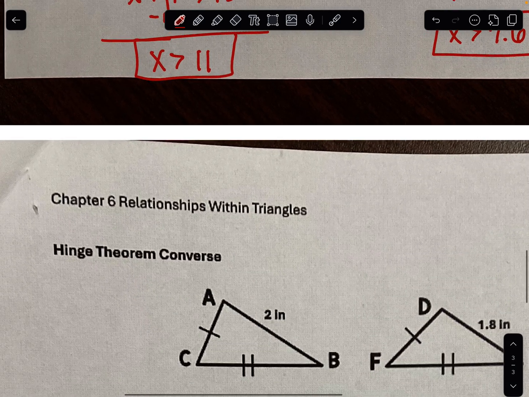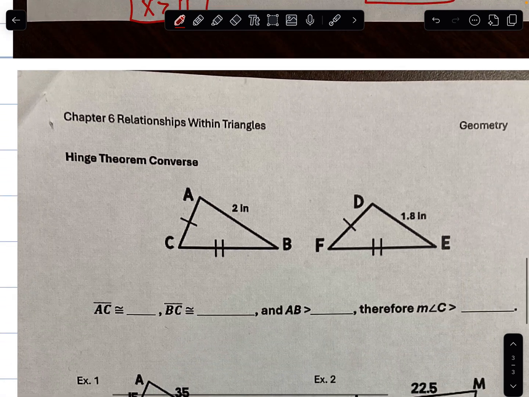Let's look at the back page. Now, essentially, the back page is the same thing, right? The hinge theorem converse just tells you the opposite, right? So instead of giving you two angles, what are they giving you? The two sides. So what do you think that's going to tell us then? Yeah, one angle is going to be bigger than the other, okay?